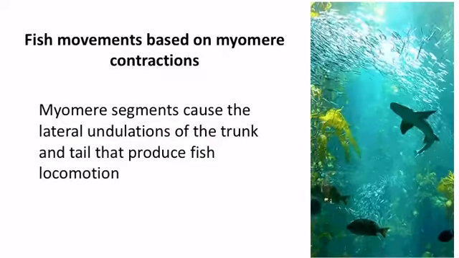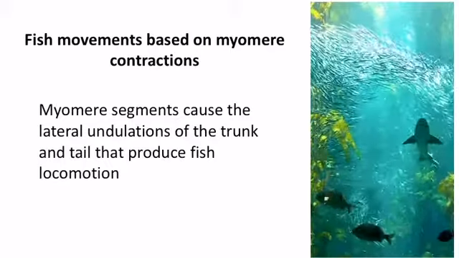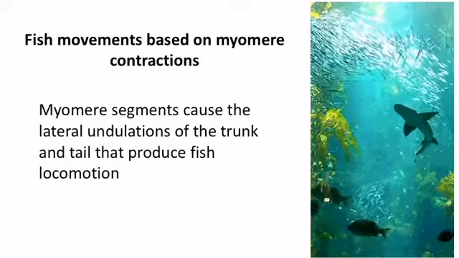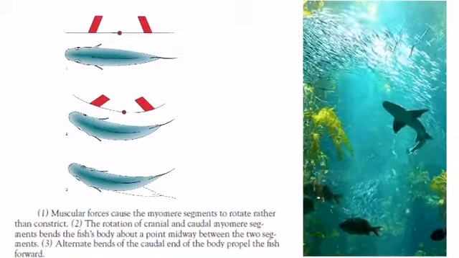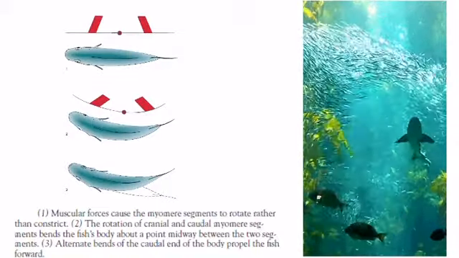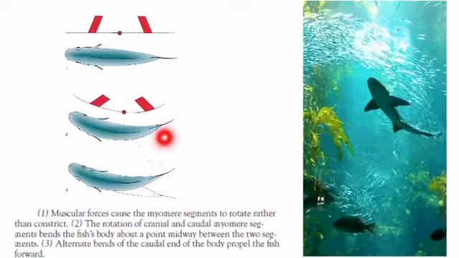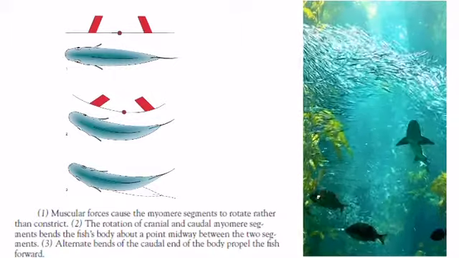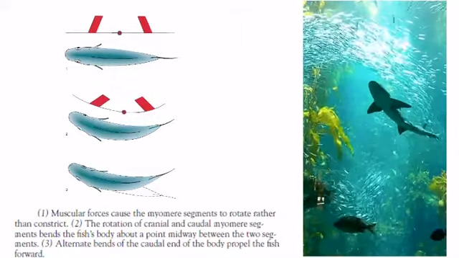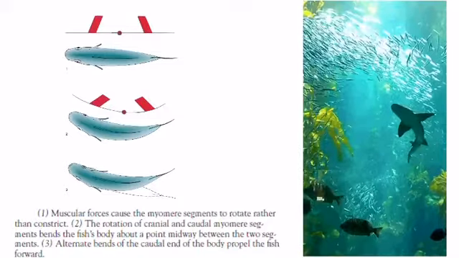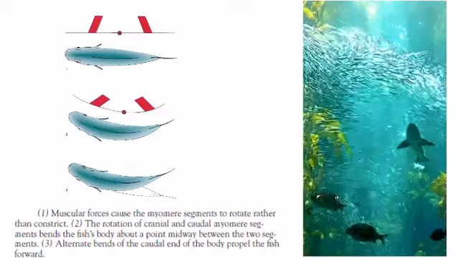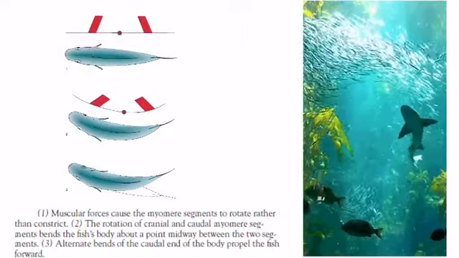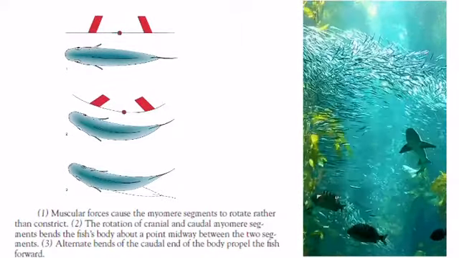Fish movements based on myomer contractions. Myomer segments cause the lateral undulations of the trunk and tail that produce fish locomotion. This diagram indicates the fish movement based on the myomer contraction, and in figure number 1, you see that the muscular forces cause the myomer segments to rotate rather than constrict. These red bars indicate the muscular forces that cause the myomer segments to rotate rather than constrict.